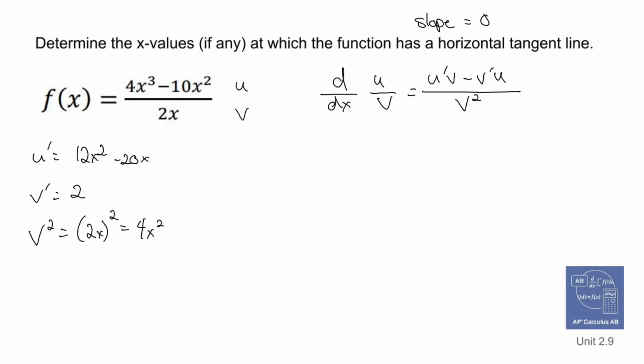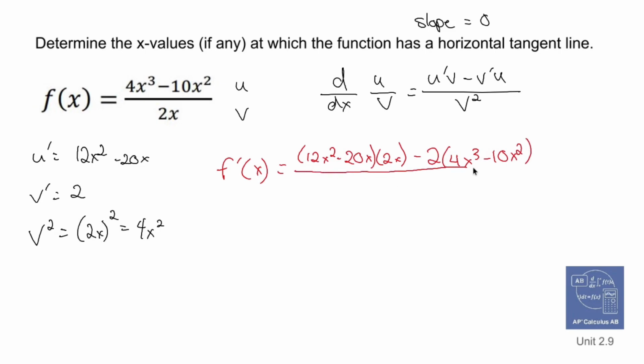Now let's set this all up. Okay, the derivative is going to equal u prime v, so u prime was 12x squared minus 20x times v, which is times 2x, minus v prime was just regular old 2, times u, which was 4x to the third minus 10x squared. And that's going to be all over 4x squared.